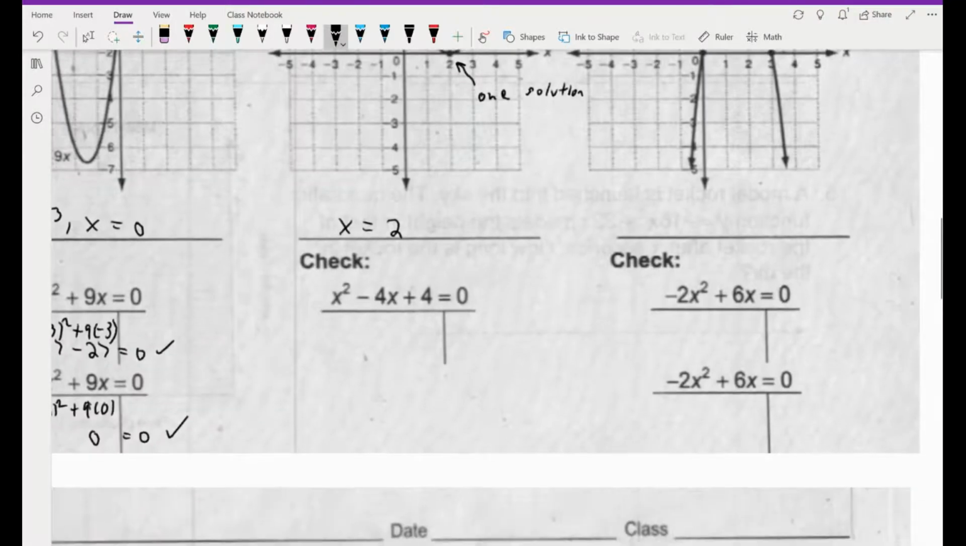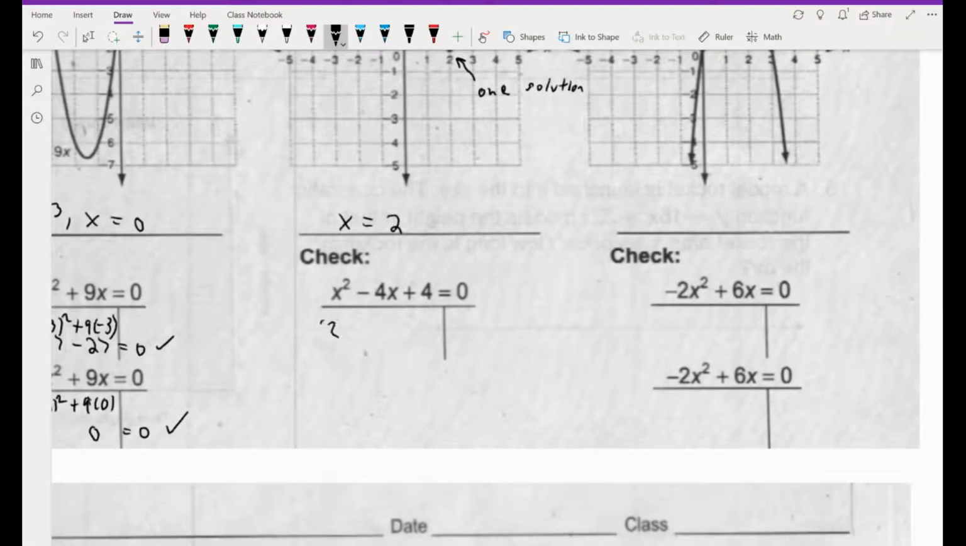Now we're supposed to check it. Let's plug in 2 here. 2 squared minus 4 times 2 plus 4, and it should equal 0. 2 squared is 4. 4 times 2 is 8, plus 4. Now 4 minus 8 is negative 4. Negative 4 plus 4 is 0. So 0 does equal 0. It does check.